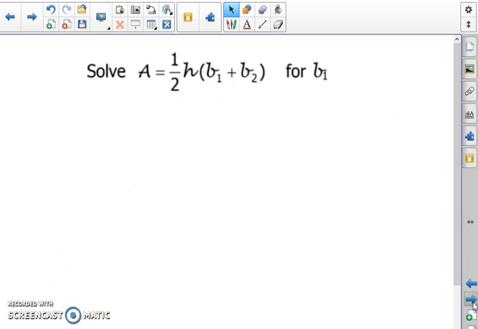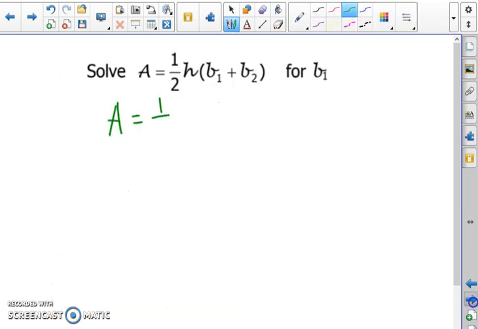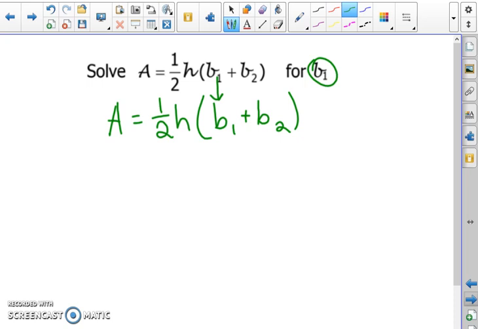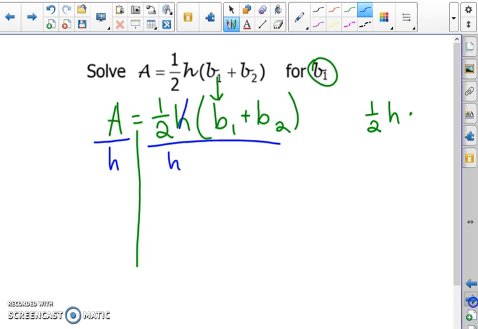Let's try a crazy looking one. Here we go. A equals 1/2 H times (B1 plus B2), and we're solving for B1. Okay, don't freak out about this equation. I know there's a lot happening, but when you have something in parentheses like this, let's start on the outside of that. So we have 1/2 and H. It's being multiplied by, so let's address that. I'm going to divide both sides by H, because I want to get rid of this. So I have A over H is equal to 1/2 (B1 plus B2).